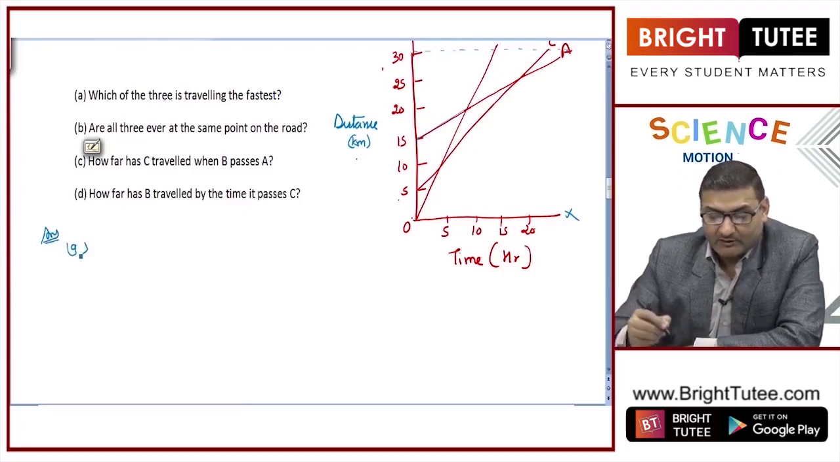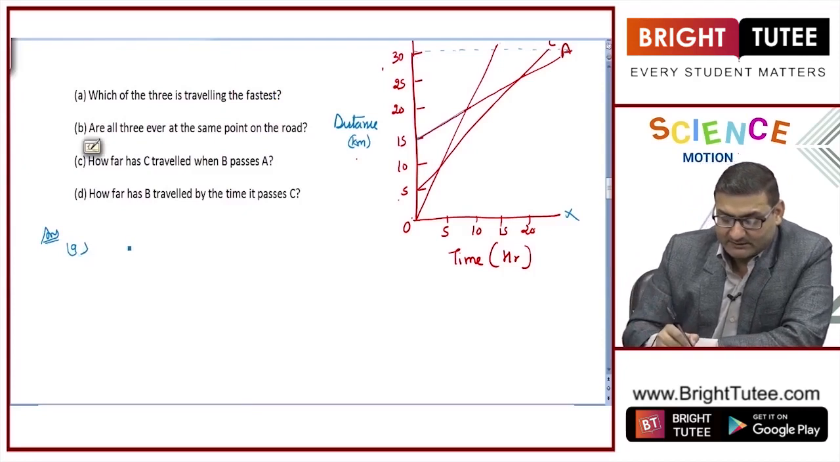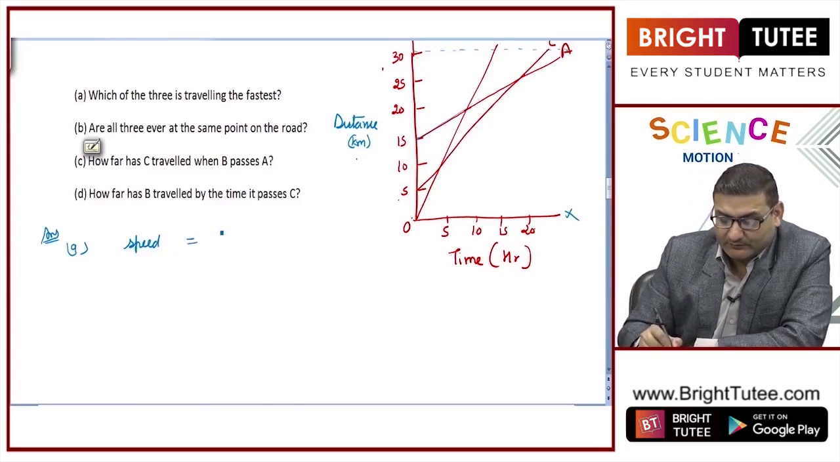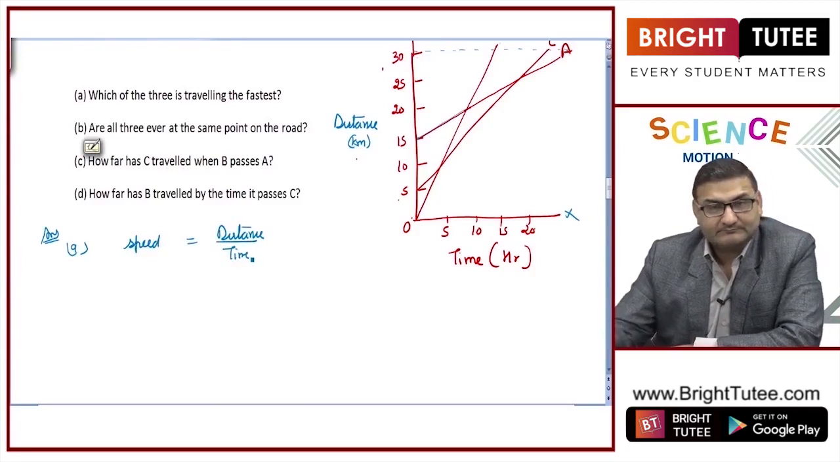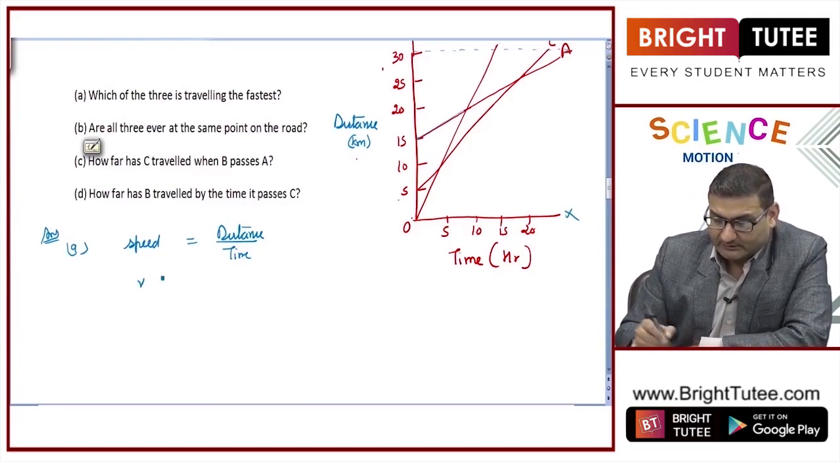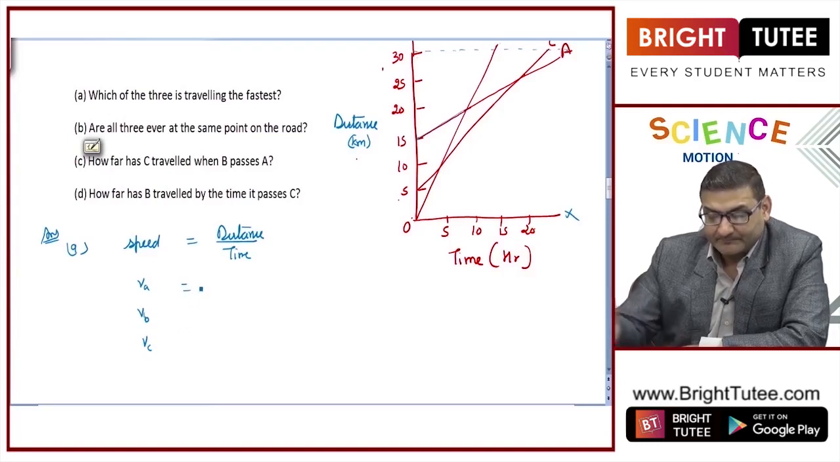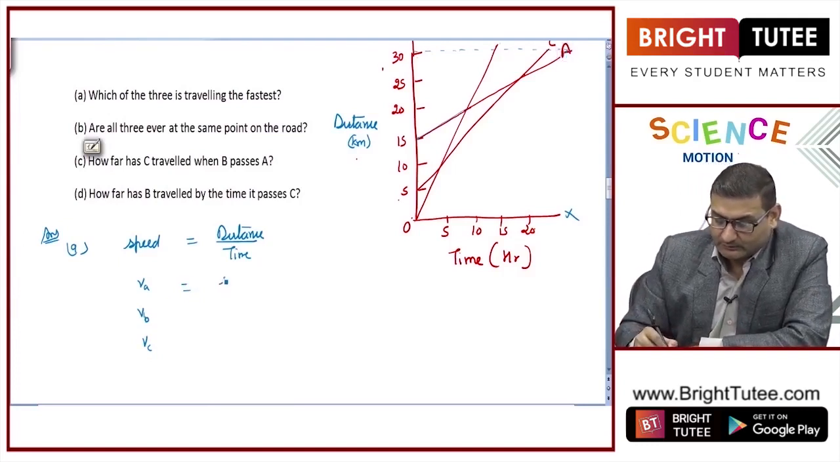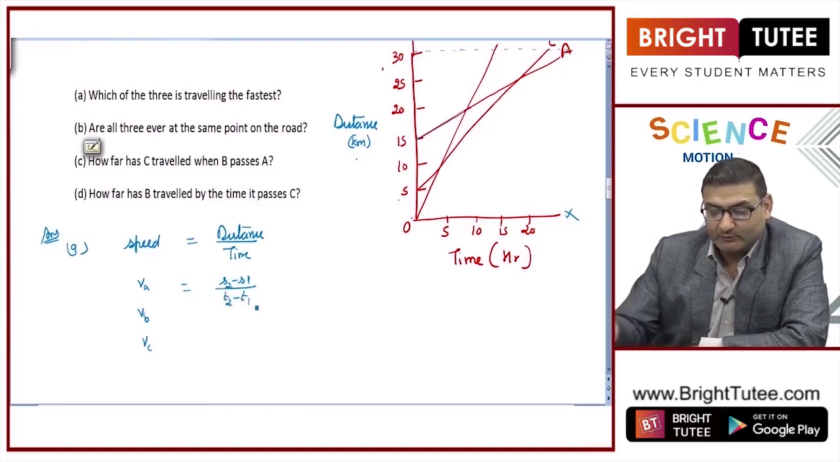To know which of the three is travelling the fastest, we need to relate the speed, and we know that speed is calculated by the formula speed is equal to distance upon time. Got it? So, now we will calculate the speed of the first car A, the second car B and the third car C. For car A, the distance travelled is S2 minus S1 divided by the time taken, T2 minus T1.